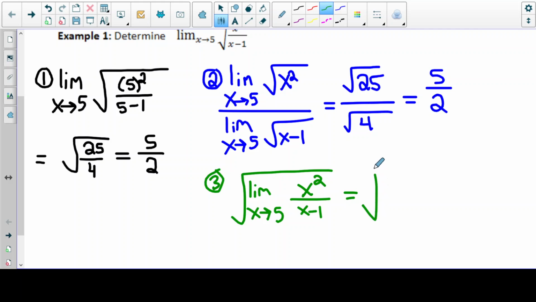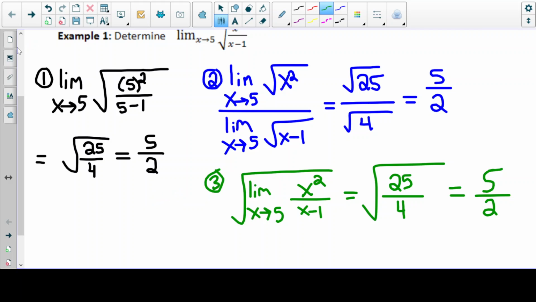And so again, what I'd be looking at is the square root. In our numerator, we would again have 5 squared, which would be our 25, and in the bottom, we'd have our 5 minus 1, which would be 4. Again, using the properties of a square root, I can take the square root of the numerator, which would be 5, and the square root of the denominator, which would be 2. In each of these cases, I figured out the limit using different limit properties, but we always come back to the same answer.